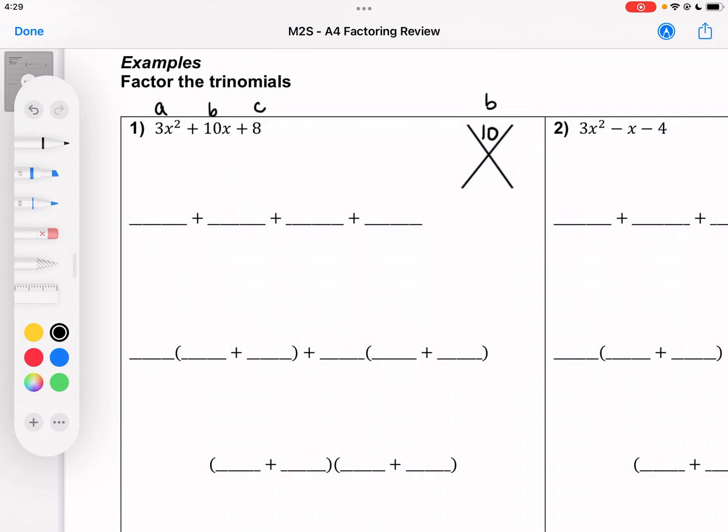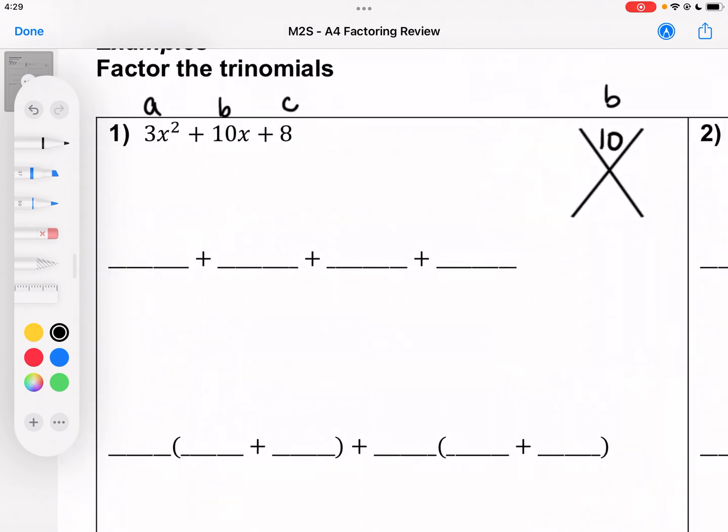I'm going to zoom in a little bit more. There we go. And then your A multiplied by your C value. So A times C would go on the bottom. So 3 times 8 is 24. At this point, and I can't show it on the screen, this is when you go to your little factor chart.